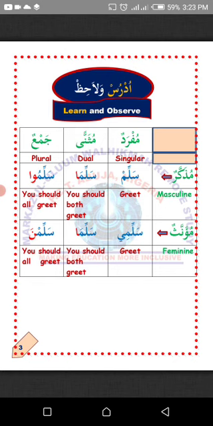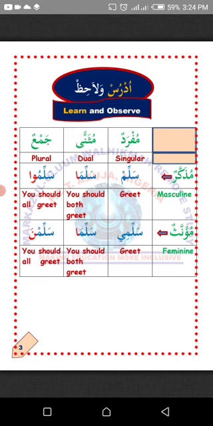Mudhakkarun, masculine. This is a word in Arabic that represents a male person or a male object. Just like the verb sallim can only be used to command a single male person to greet. So if they are two, all you need to do is to attach alifun to the last letter. Remember, once alifun is attached, the letter before it must take fataha, as we know that the alifun is the mother of fataha in Arabic. So the verb sallim will now become salima, which means you should both greet.